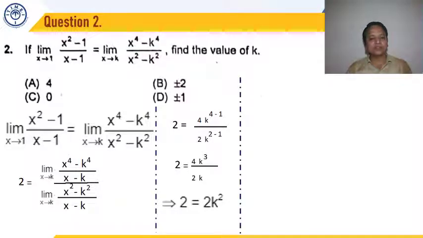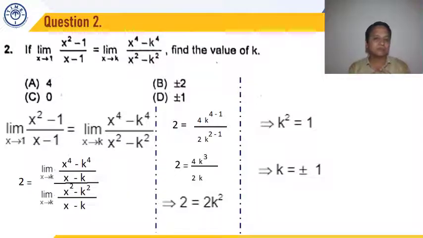Now 2 is equal to 2k square, so we can say the value of k square comes out to be 1. Now if k square is equal to 1, we get two values of k. K comes out to be plus 1 or minus 1.